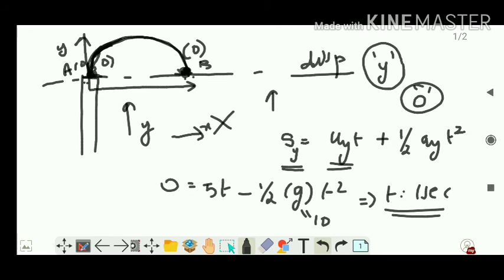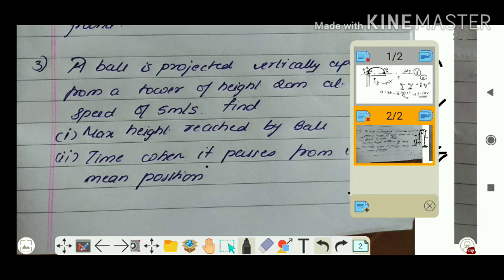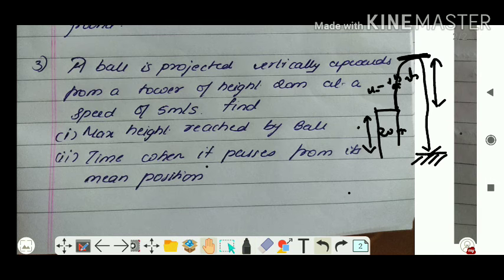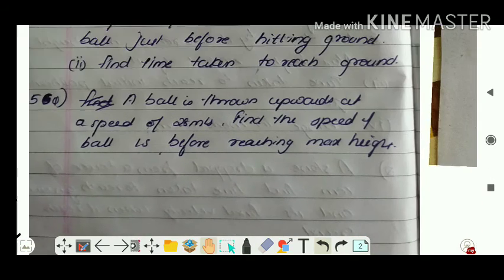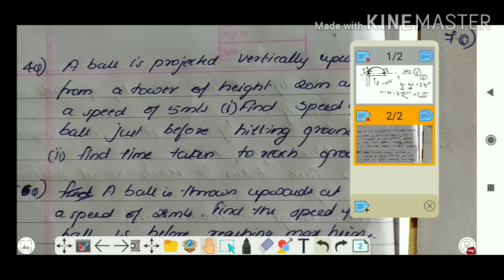So now we'll go with the next problem. What is the fourth question? A ball is projected vertically upwards from a tower of height 20 meters at a speed of 5 meters per second. Find the speed of the ball just before hitting the ground, that is, when the ball reaches the ground what will be its velocity, and find the time taken by the ball to reach the ground. Simple. So we'll solve the question.